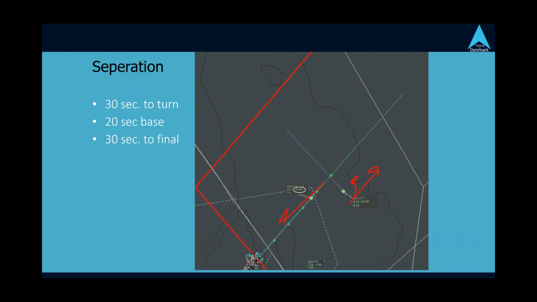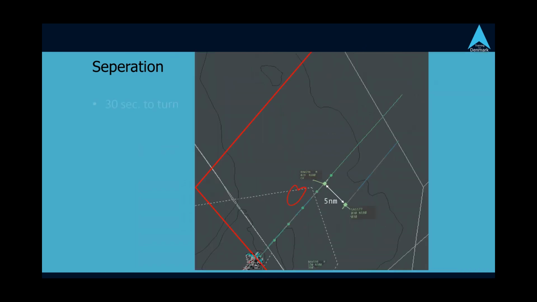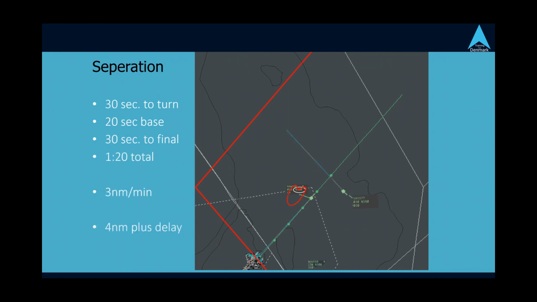And then he needs about 30 seconds as well to turn to final. That gives about 1 minute and 20 seconds in total. And at this speed, as they both are keeping at this point, 3 nautical miles a minute, it will give you about 4 nautical miles plus a delay, which will give you more or less 5 nautical miles when they come in. So once they are 5 nautical miles on downwind and you turn the next one like this, then once they are on final, they will have just around 4 to 5 miles.